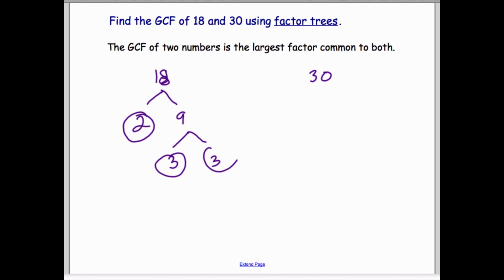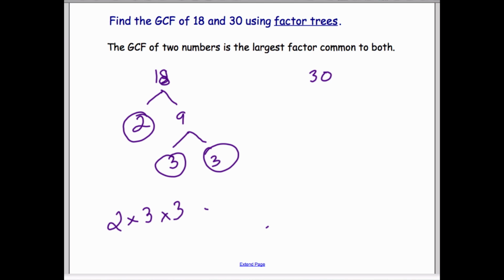And Miss Andrews, how do you know when to stop? Well, if we circle the prime numbers, anytime that we get to the end of a branch with a prime number on it, and that gets circled, then we know that we've hit a dead end there, because the only factors of 2 are 2 and 1, and so we'd be repeating numbers there. Okay, so if we want to write 18 out with its prime factors, we could say 18 is equal to 2 times 3 times 3. So those are all the prime factors of 18.